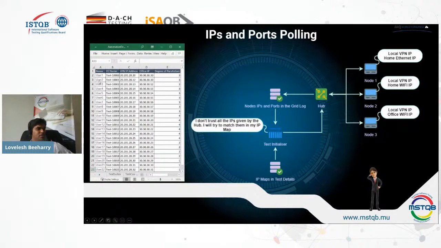We have the user, the person actually owning the laptop. Then we have the PC name, laptop name or PC name. We have the VPN IP, we have the office IP, and we have a degree of parallelism. So this information is channeled towards the test initializer, and it will try to map the IP and the port number that the hub gives with the map that we have over here. So that can make sense. If a PC is giving me the local IP, I will neglect that. I will use the IP that I have on my map, and then they will be able to communicate. They will be able to launch the tests.